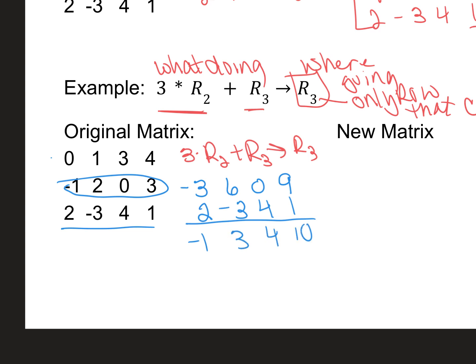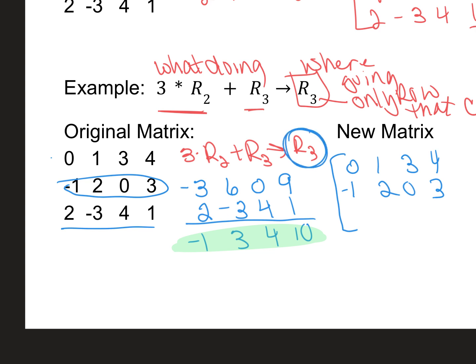So again, that's going to be our new row 3. Everything else just copy paste, stays the same. Row 1 and row 2 don't change. 0, 1, 3, 4, and 1, negative 1, 2, 0, 3. Those two stay the same. Row 3, which is our new one, is the only one that changes. Negative 1, 3, 4, and 10.